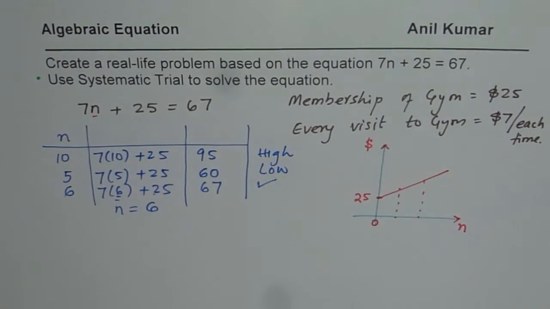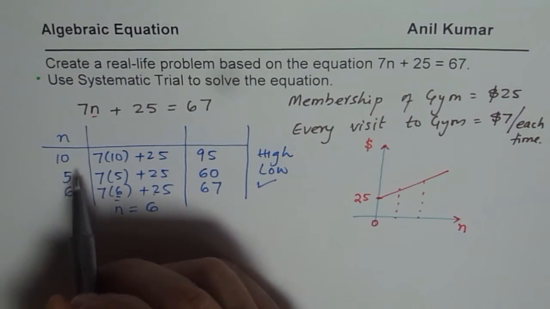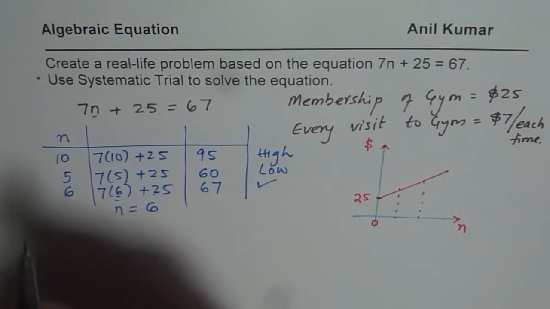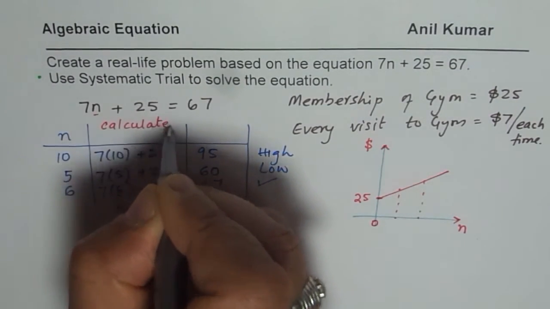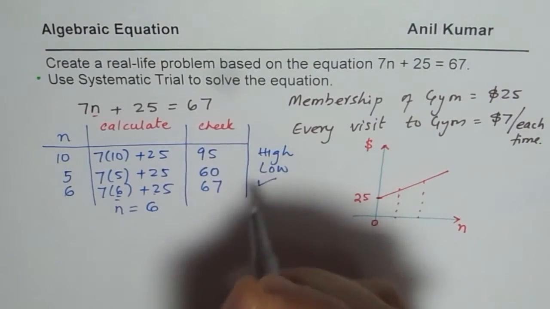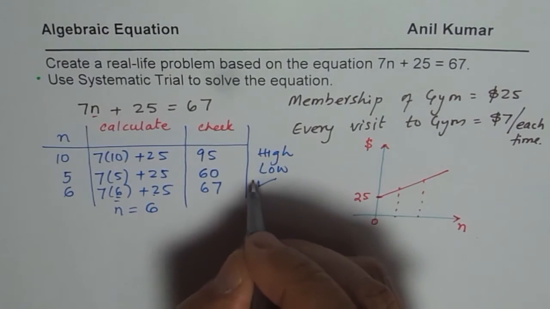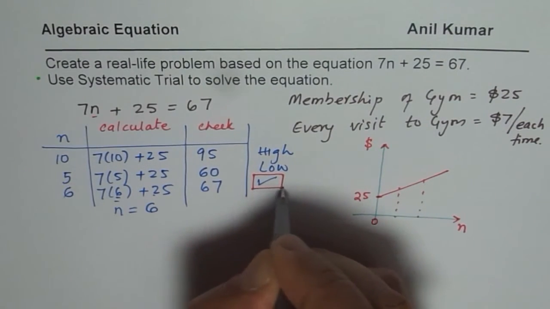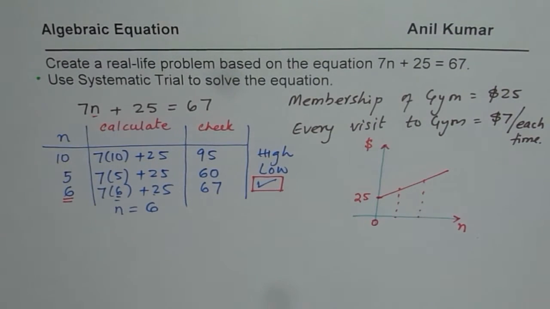This method which I just discussed with you is the systematic trial method, right? We estimate by choosing a value of n, and then we calculate and check. If it is high, we can select a lower value. If it is low, we can select a higher value until we get the correct value. Whatever value of n gives us the correct value will be our answer. That is how you can solve these equations using the systematic trial method.